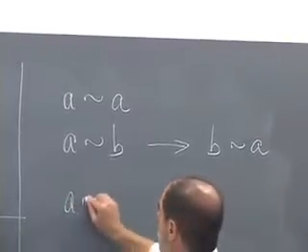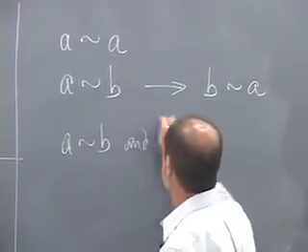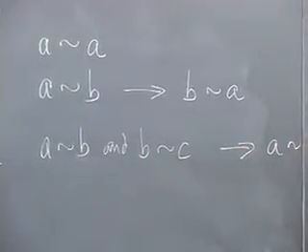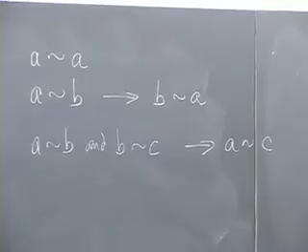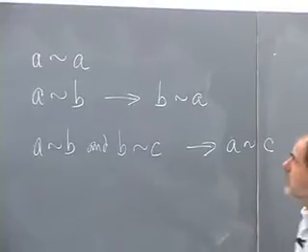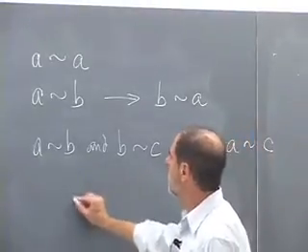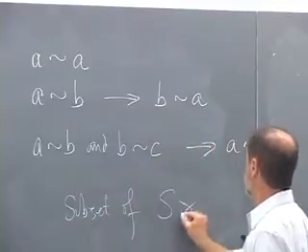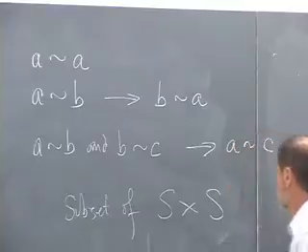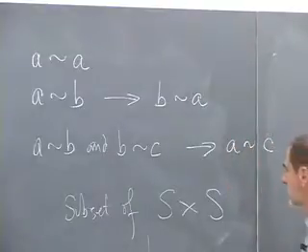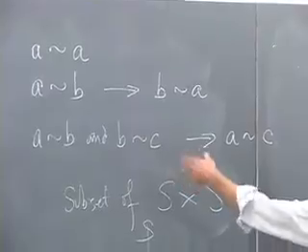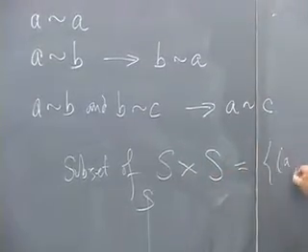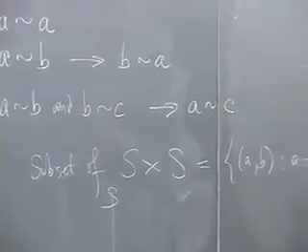And the third property is if A is equivalent to B and B is equivalent to C, that implies that A is equivalent to C. That's called the transitive property. So Artin says you can think of an equivalence relation also as a subset of the product of S with itself. Here's one copy of S. Here's another. And the subset you choose are the subset of pairs AB such that A is equivalent to B.